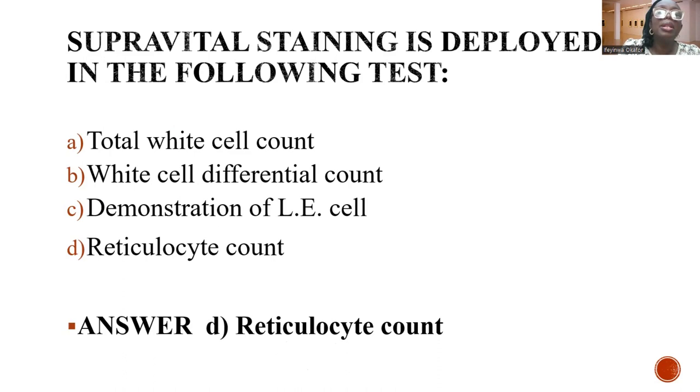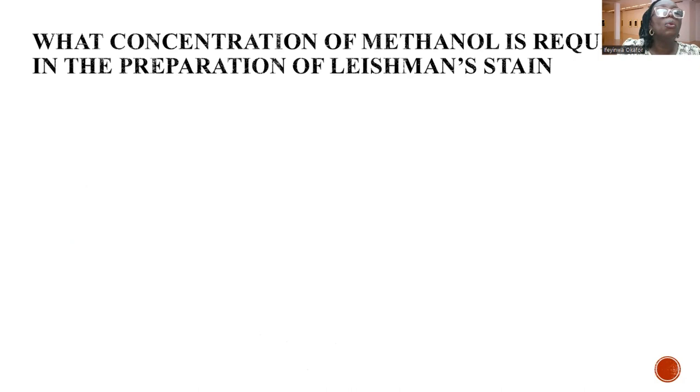What concentration of methanol is required in the preparation of Leishman stain? A, 100%; B, 69%; C, 75%; D, 90%. Answer, A, 100%.